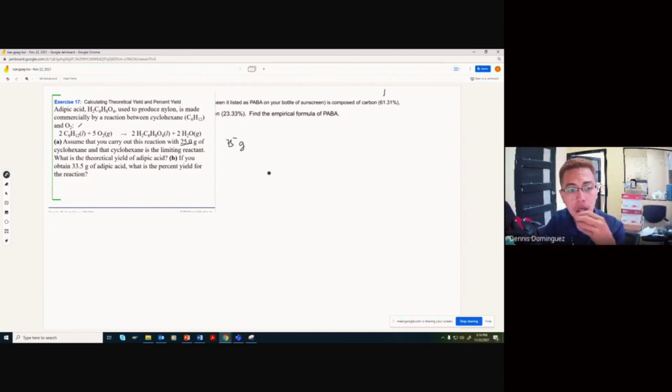This is cyclohexane. We will compute for the theoretical yield. So 25 grams of your cyclohexane, C6H12. The molecular weight of your cyclohexane is 12.01 times 6 plus 12 times 1.01. That is 84.07 grams of your cyclohexane per mole of your C6H12.